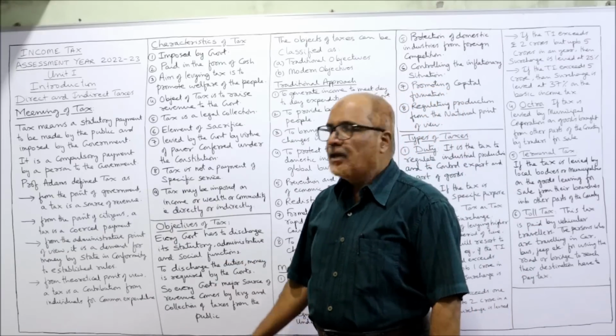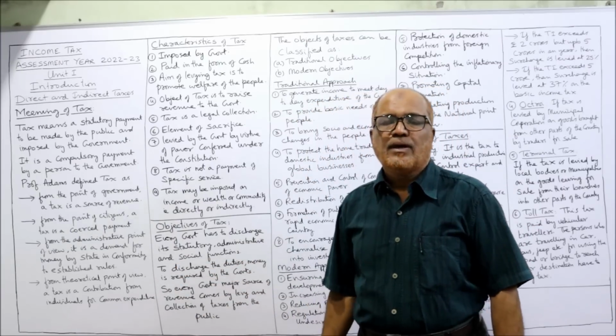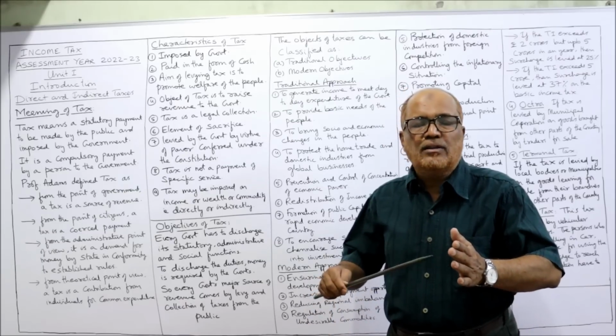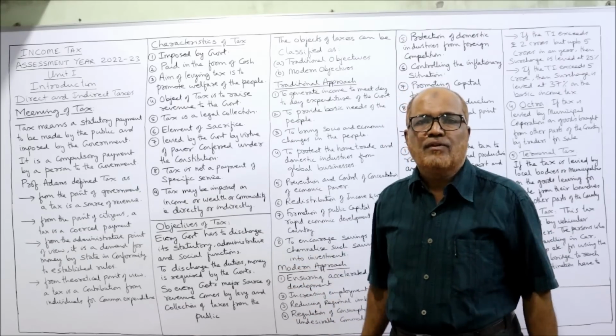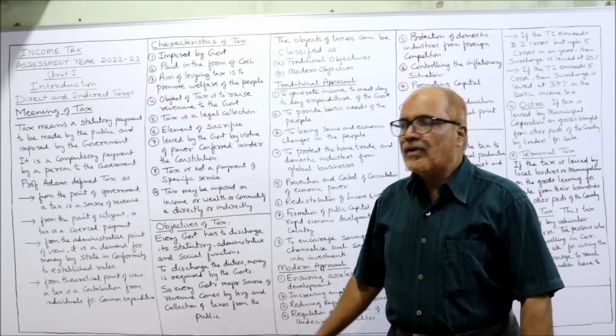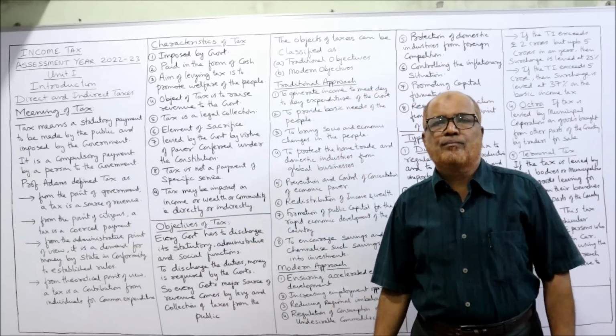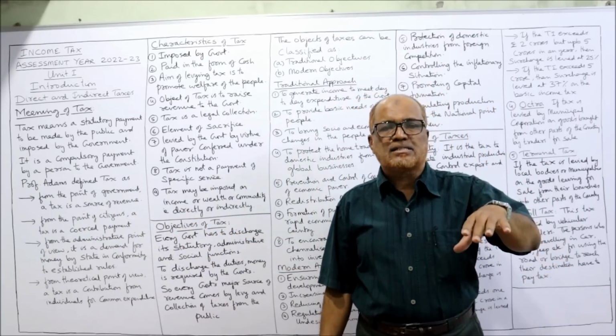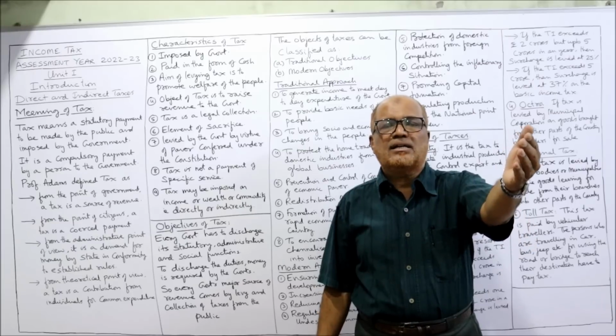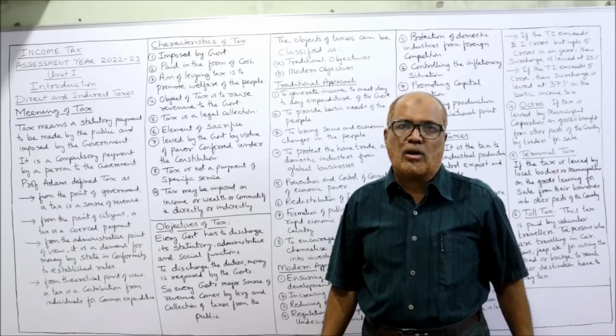Professor Adams has defined the tax. He says the meaning of tax will be different from different points of view. From the point of view of the government, a tax is a source of revenue. When the government says tax, it means the tax is the revenue to the government.